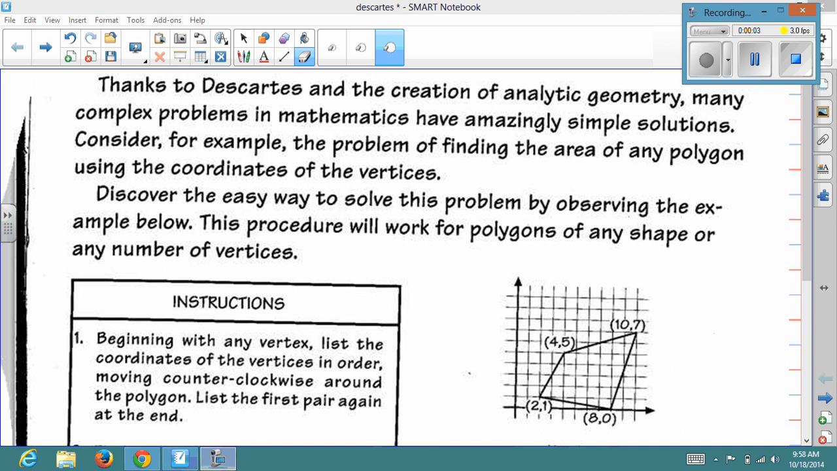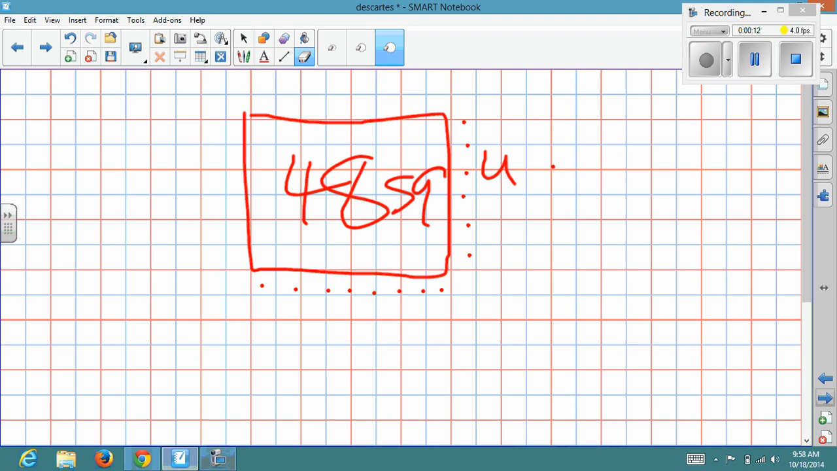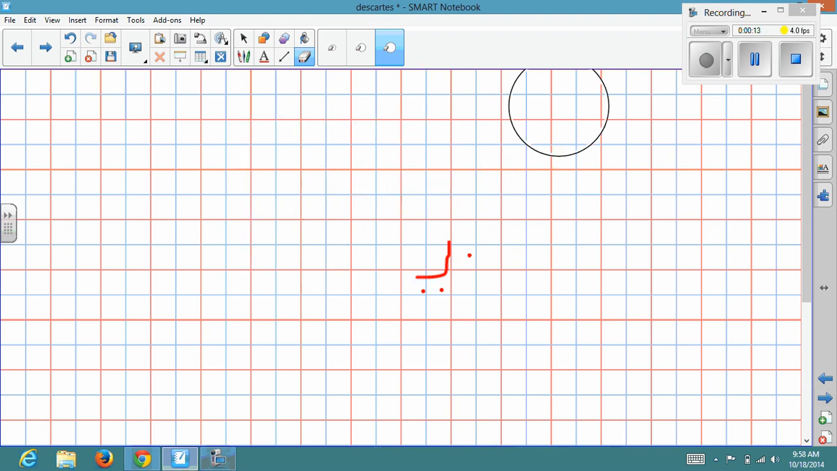Descartes, as you know, studied the coordinate grid. And so when we look at the coordinate grid and we want to find the area of a shape, say we wanted to find the area of a rectangle.